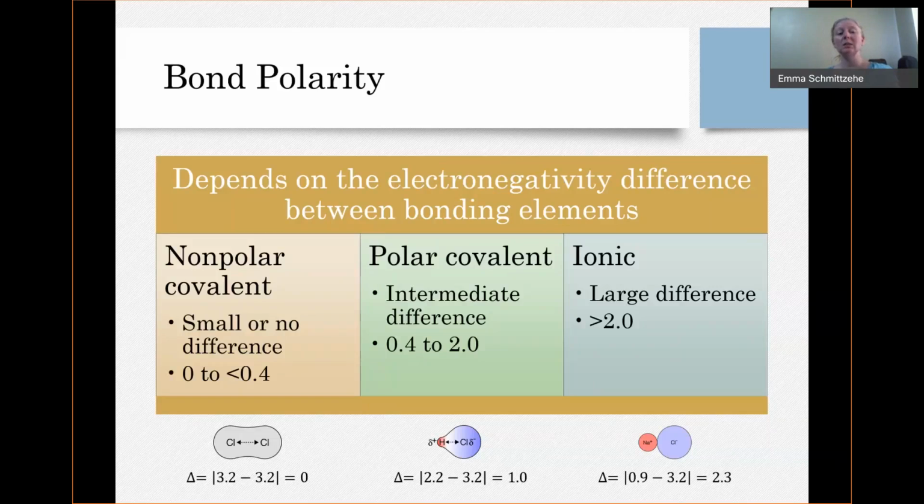Okay, so this is kind of your extremes of bond polarity. You can have nonpolar where it's completely equal sharing, whereas you can then have ionic, which is the other end of the spectrum where it's not really sharing at all. And then you can have that in between where it's polar. It's sharing, but not really.